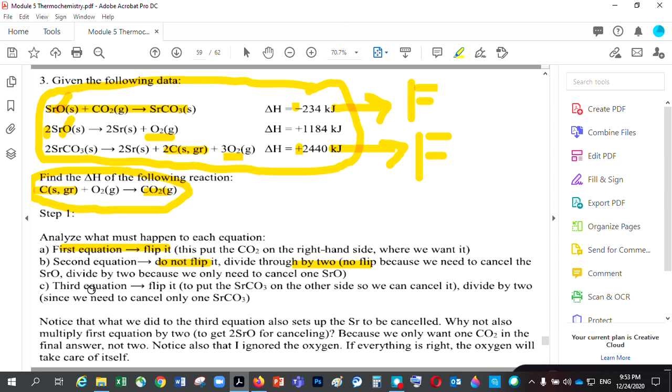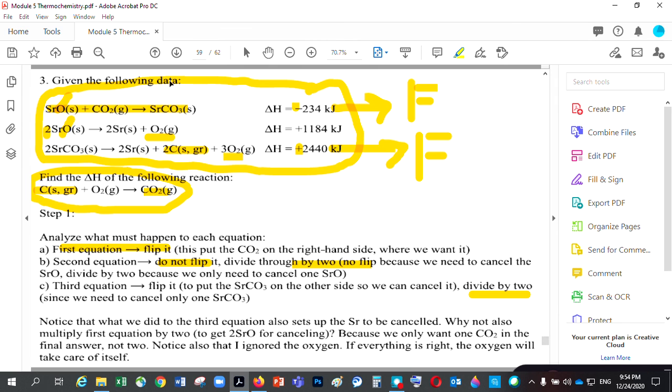And then the third equation, we flip it as well. We have to flip it because the graphite is a product, and we need it to be a reactant, so we have to flip the third one as well. And when we flip it, we have to divide it by two, since we need to cancel only one strontium carbonate.